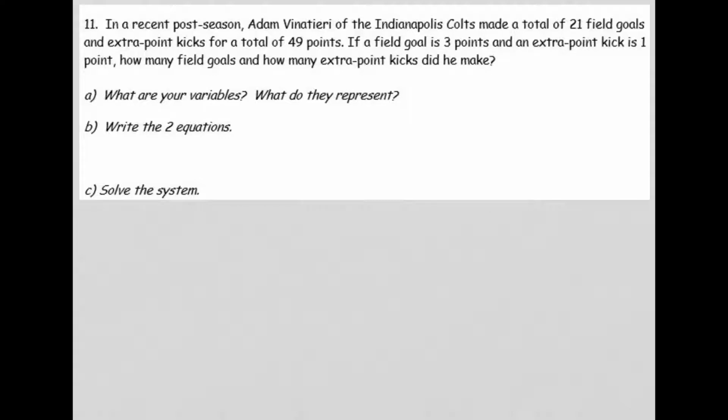All we know is that together he kicked the ball 21 times successfully. So let's see. We could have X be the number of field goals.